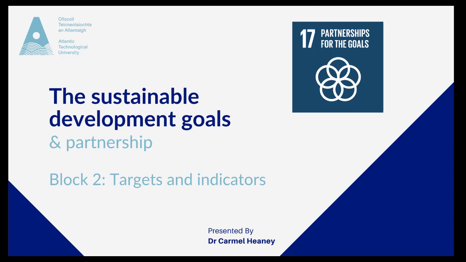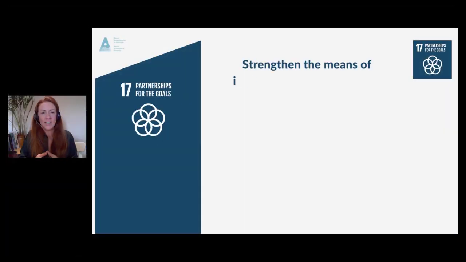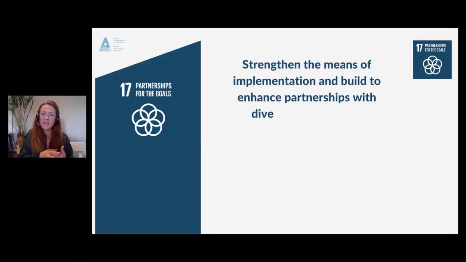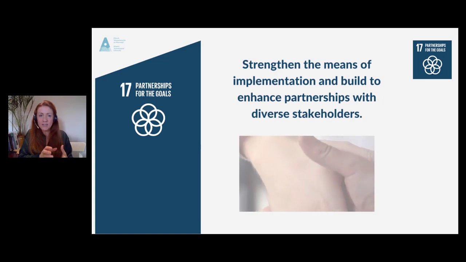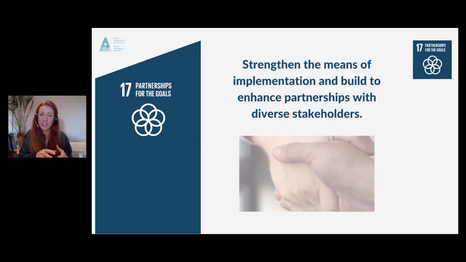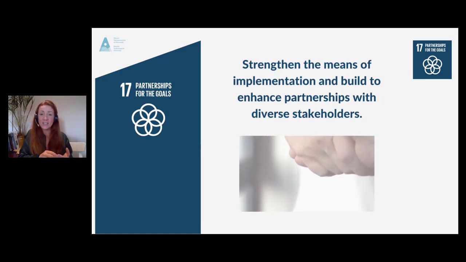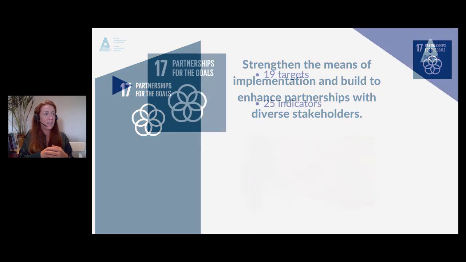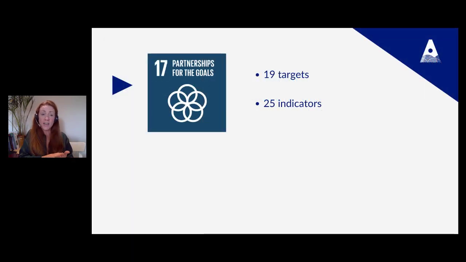Welcome back to Unit 5, Goal 17, 1.5.2, Targets and Indicators. As we know, SDG 17 aims to strengthen the means of implementation and revitalise the global partnership for sustainable development. It's seen that partnerships are the glue for SDG implementation in their totality and essential to making the agenda reality. Goal 17 comprises 19 individual targets and 25 associated indicators through which this may be achieved.